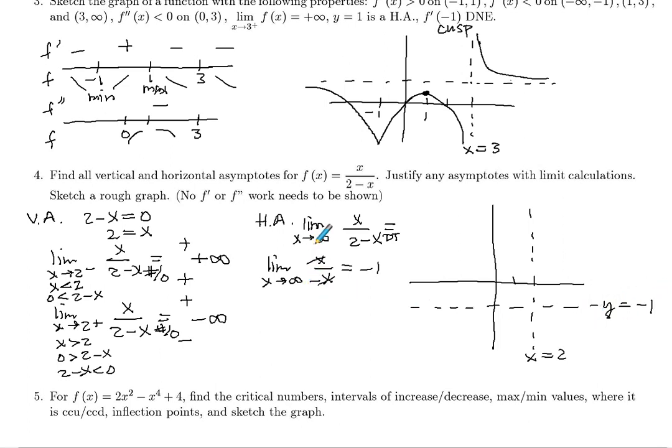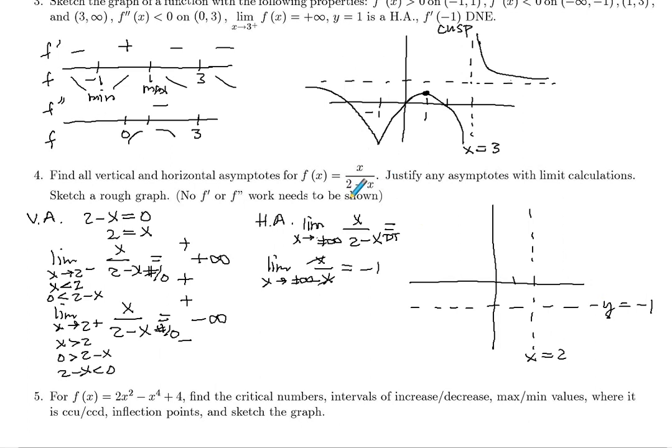And as x goes to negative infinity, the x's cancel out, and so you're still approaching negative 1. So we actually can change this to x approaches plus or minus infinity, because they're both the same. Now, if the x's didn't cancel out, we might get something different than negative 1. But lots of times these are the same. Okay, so we've got the graph approaching negative 1 and approaching x equals 2.